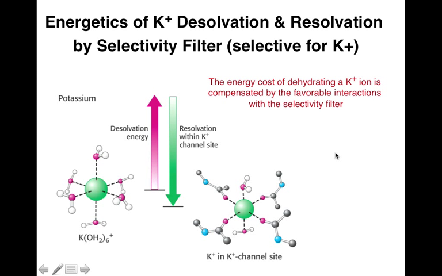Okay, so in my previous screencast, what I said is the energy cost of dehydrating a potassium ion is compensated by the favorable interactions with the selectivity filter. So since the resolvation of potassium is greater than the desolvation energy required, the potassium ion can flow through the channel.